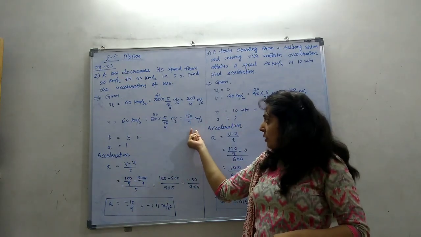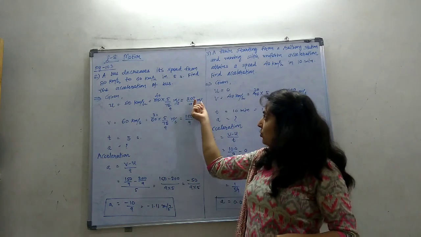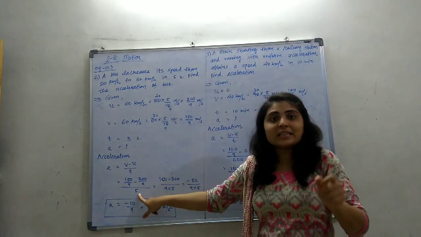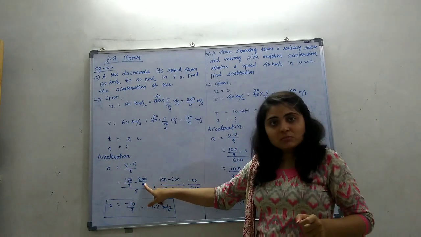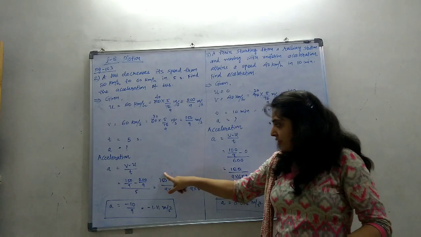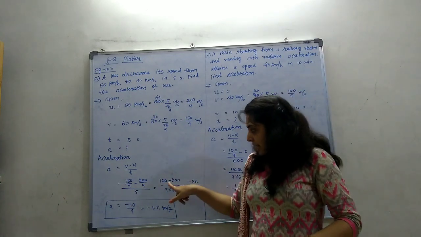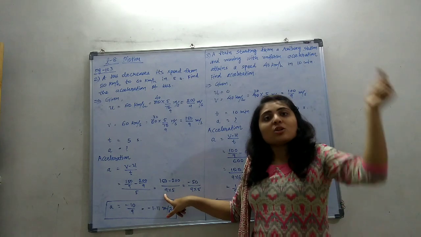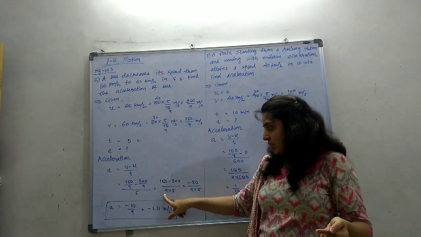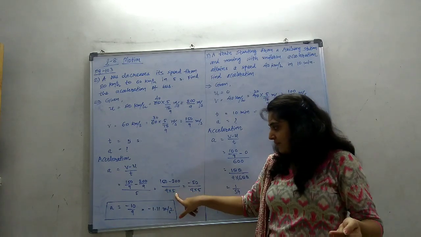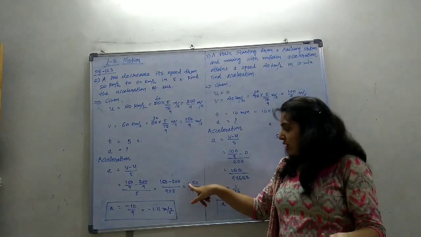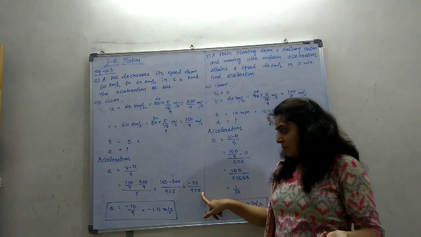V is 150 upon 9, so we are putting it, minus u is 200 upon 9, and the whole divided by t, that is 5 seconds. See, it has the same denominator, so we don't need to take the LCM. So 150 minus 200 upon 9, and the 9 of the numerator goes to the denominator, right? So this 9 goes in the denominator, multiplied with 5, which it already has, is equal to 150 minus 200, smaller to bigger number. So we are getting the negative value, minus 50 upon 9 into 5, right?